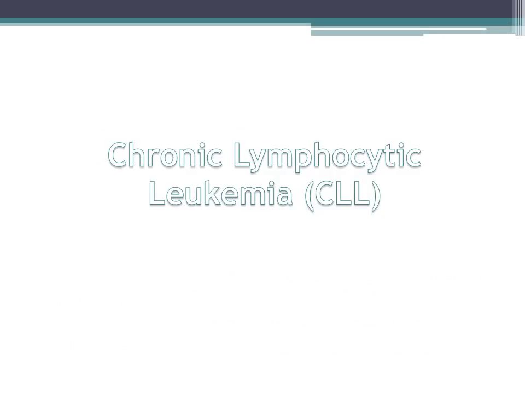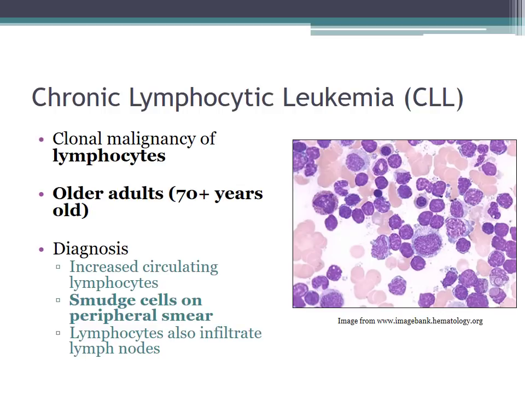Next, we'll discuss chronic lymphocytic leukemia, or CLL. Chronic lymphocytic leukemia, or CLL, is also a clonal malignancy of lymphocytes. So this can be both B cells or T cells. And this is typically seen in older adults, especially over the age of 70. On diagnosis, you will of course see the increased circulating lymphocytes. And another important word to know for CLL would be the smudge cells which show up on peripheral smear.